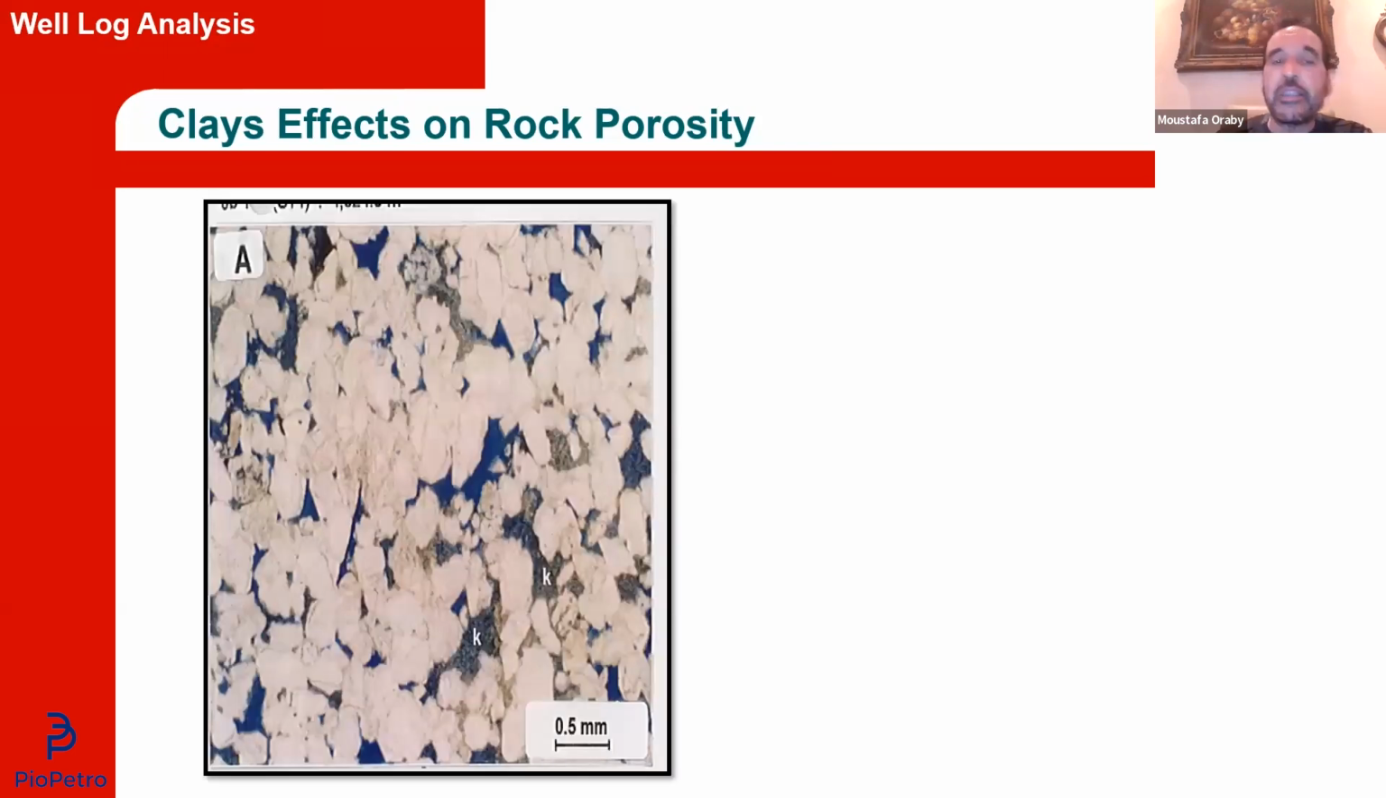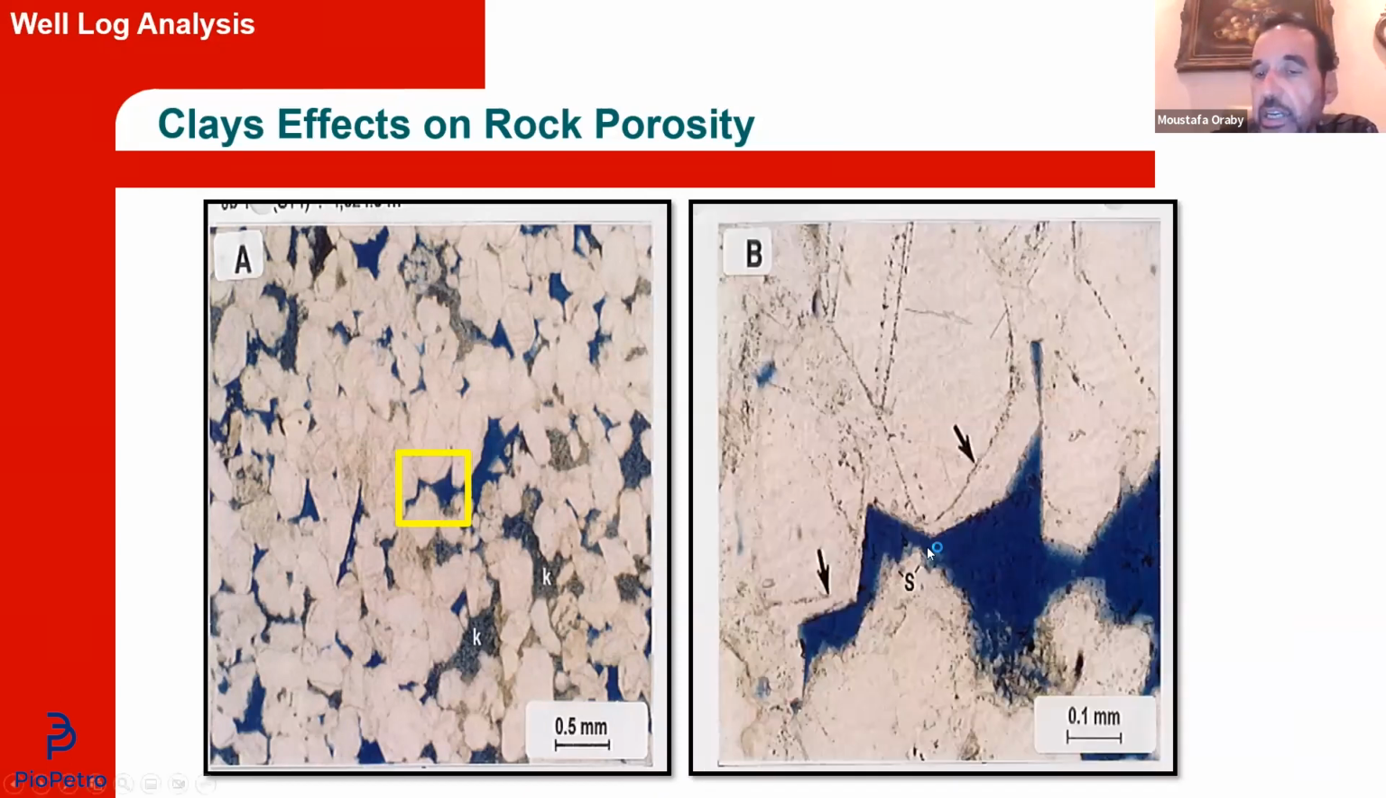Here is a thin section of a core under the microscope. Let's enlarge this window right here. When I enlarge this window, you can see the grains, and the blue is the pore space. If you look at the porosity here, it is very clear that it is very nice. I can see a very clean porosity, and this is a good porosity that doesn't have much clay in it.